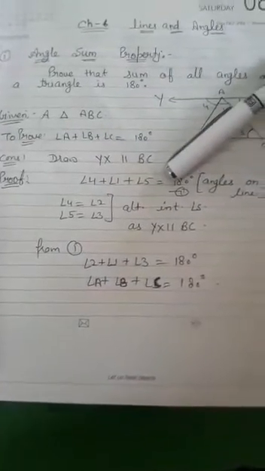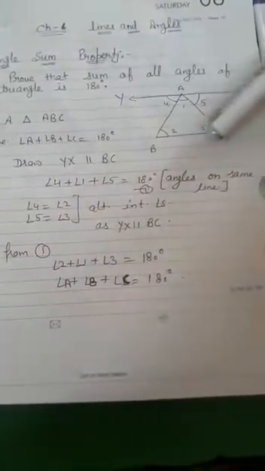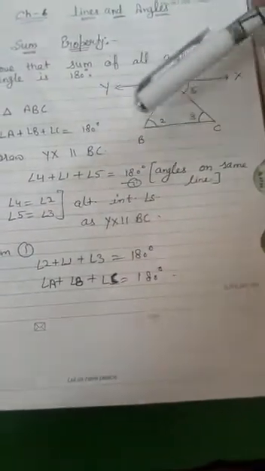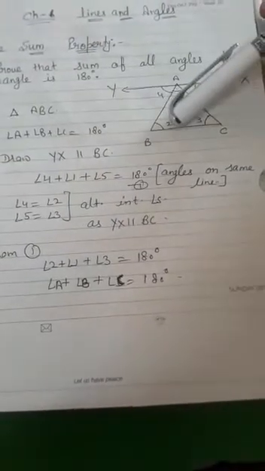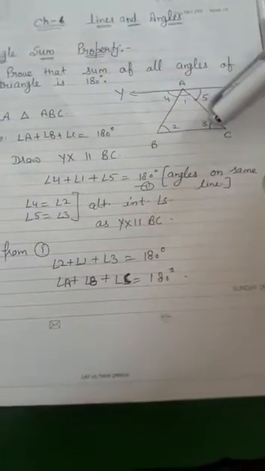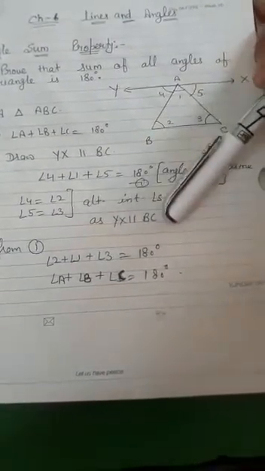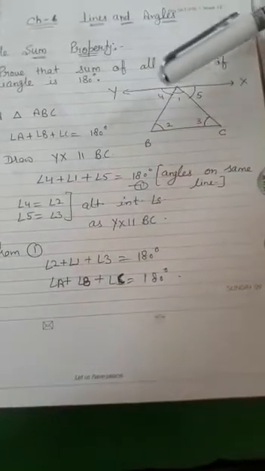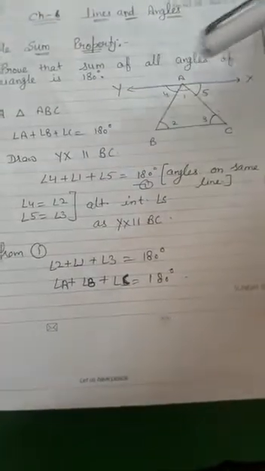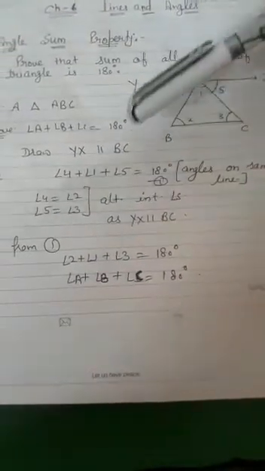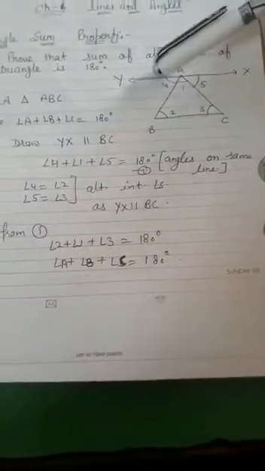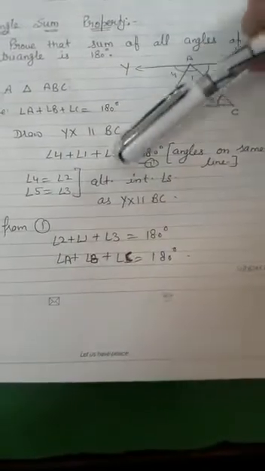Now let us start with the proof. As YX is parallel to BC, we have discussed parallel lines. AB is a transversal, these two are parallel. Then angle 4 will be equal to angle 2, alternate interior angles. Similarly, angle 5 is equal to angle 3, that is also alternate interior angles. Now, angles 4, 1 and 5, these three lie on the same line. So the sum of these three angles is 180. Write down here 4 plus 1 plus 5 is equal to 180, angles on the same line. 4 is equal to 2, 5 is equal to 3, alternate interior angles.